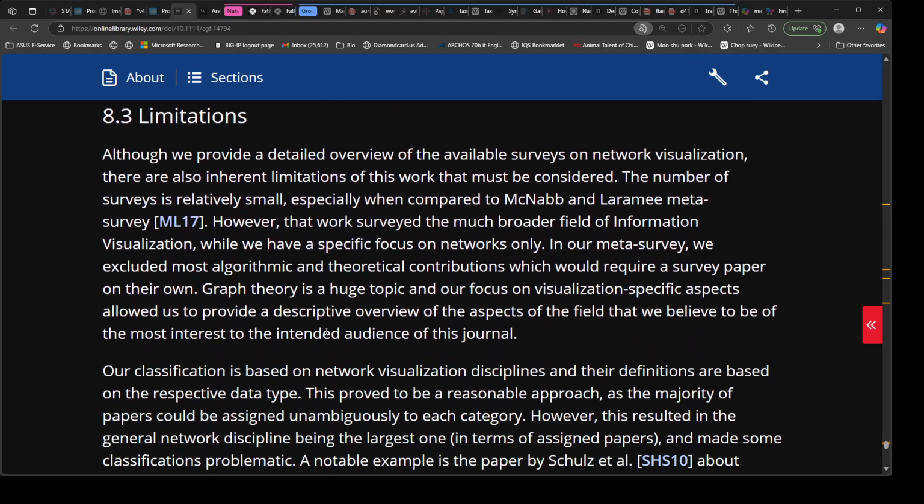8.3 Limitations. Although we provide a detailed overview of the available surveys on network visualization, there are also inherent limitations of this work that must be considered. The number of surveys is relatively small, especially when compared to McNabb and Laramie meta-survey, ML17. However, that work surveyed the much broader field of information visualization, while we have a specific focus on networks only. In our meta-survey, we excluded most algorithmic and theoretical contributions which would require a survey paper on their own.